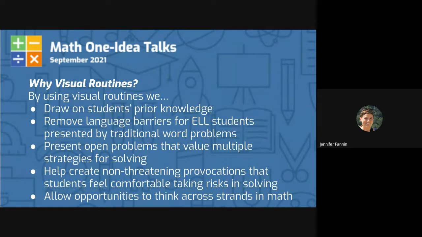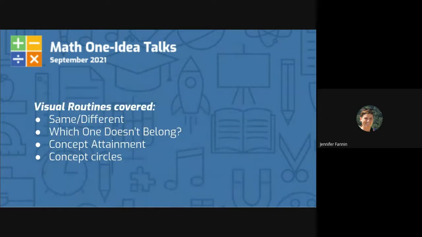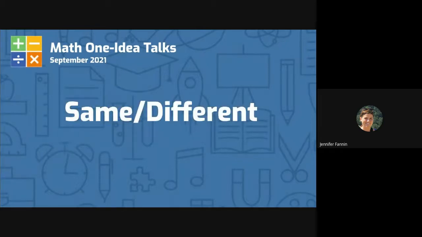Why visual routines? By using visual routines, we draw on students' prior knowledge, remove language barriers for ELL students presented by traditional word problems, present open problems that value multiple strategies for solving, help create non-threatening provocations that students feel comfortable taking risks in solving, and allow opportunities to think across strands in math. The visual routines that will be covered are the same different routine, which one doesn't belong, concept attainment, and concept circles. Starting with same different.